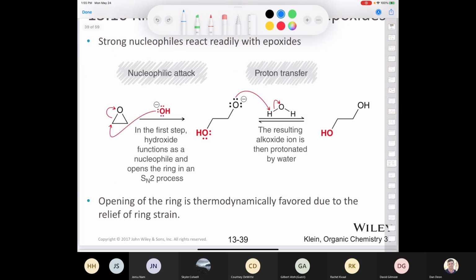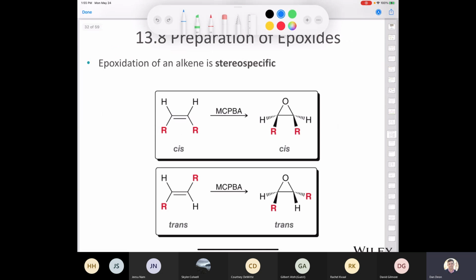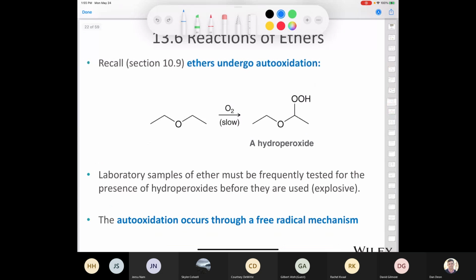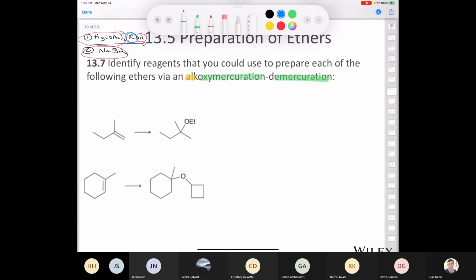So my reaction steps would be, the first step would be mercuric acetate, ethanol, and the second step would just be sodium borohydride.